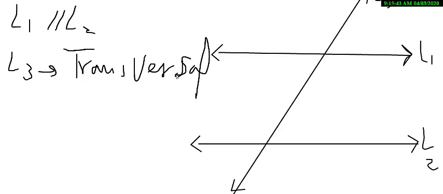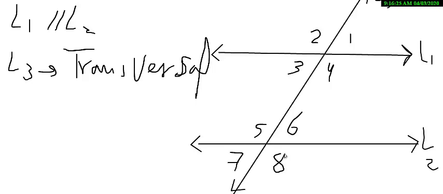This transversal L3 forms a lot of angles: angle number 1, angle number 2, angle number 3, angle number 4, angle number 5, angle number 6, angle number 7, angle number 8. Once a pair of parallel lines is intersected by another line, called a transversal, it forms some specific types of angles. We had adjacent, vertical, complementary, and supplementary angles. So we need to add some extra relationships between angles.